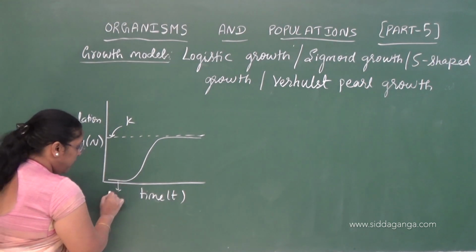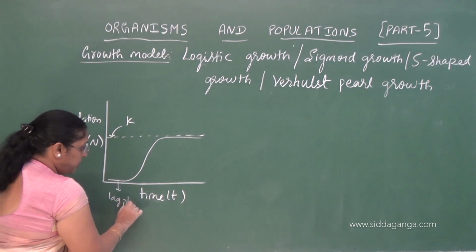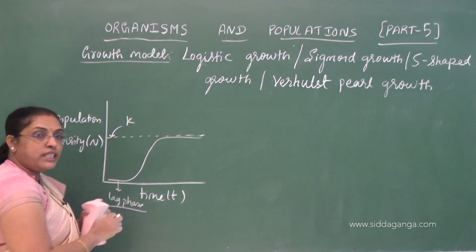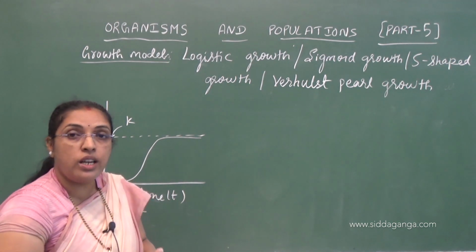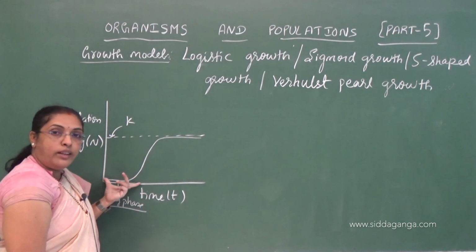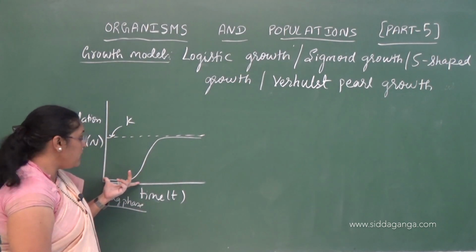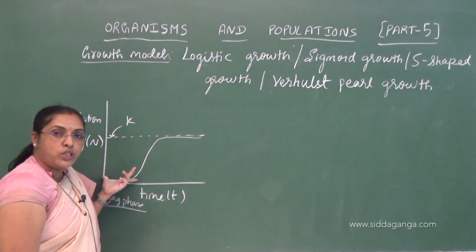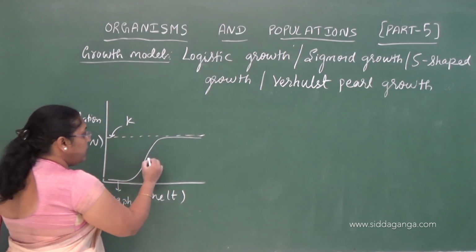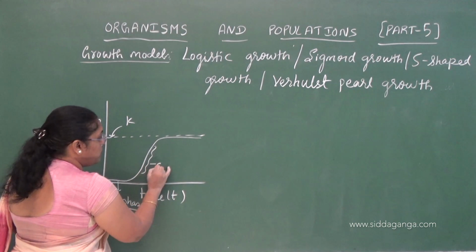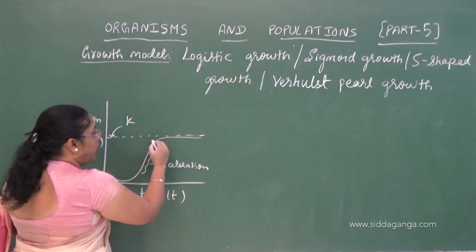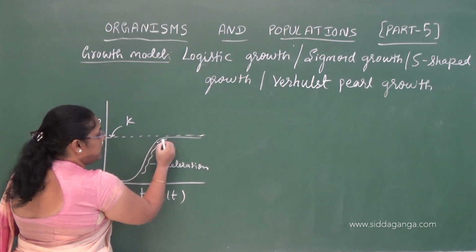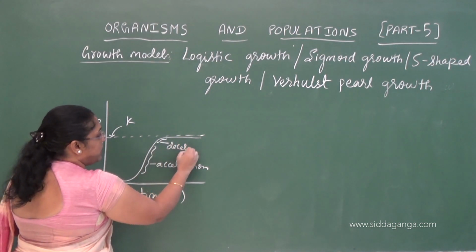So why do they initially take time? That is lag phase. Here the organisms will adjust themselves to the external environment. That's why they need time to adjust. Once they adapt to their external environment, they start increasing in their population size. That phase is called the acceleration phase. After that, they decrease in size, deceleration.